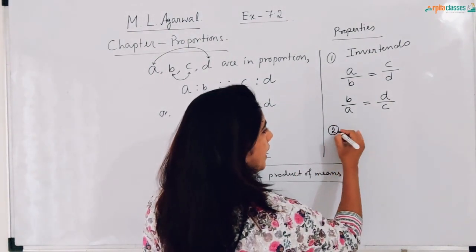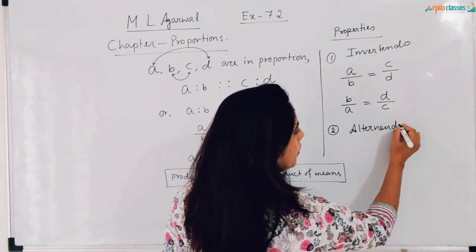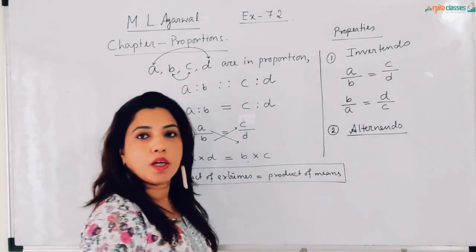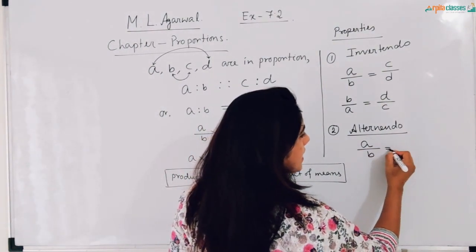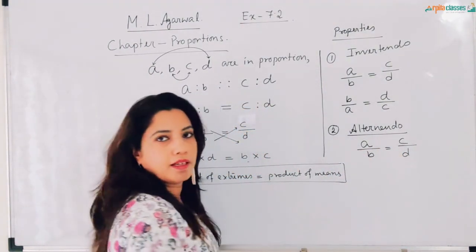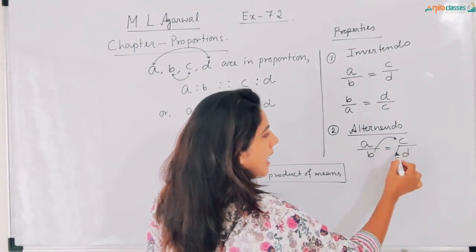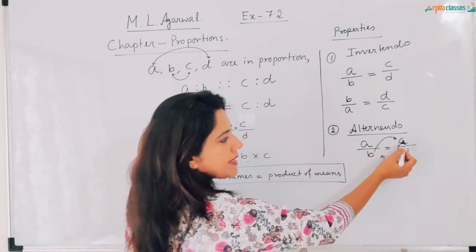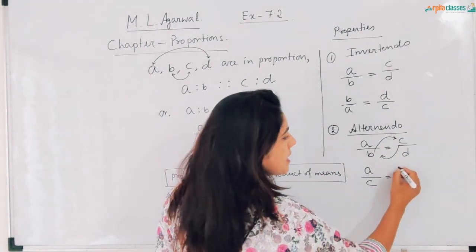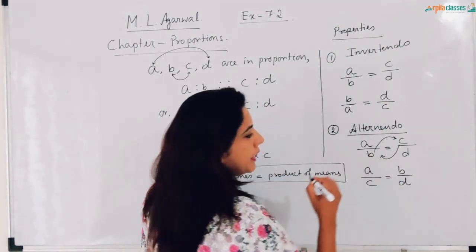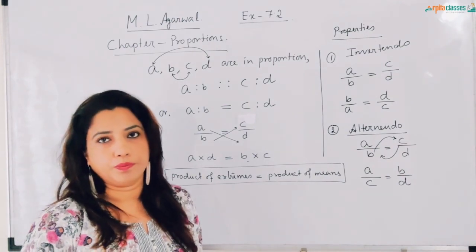The second property is called alternando. So what is alternando? If A upon B is equal to C upon D, you just alter the positions of B and C. Get B that side and C here. So we get A upon C is equal to B upon D. This property is called alternando.